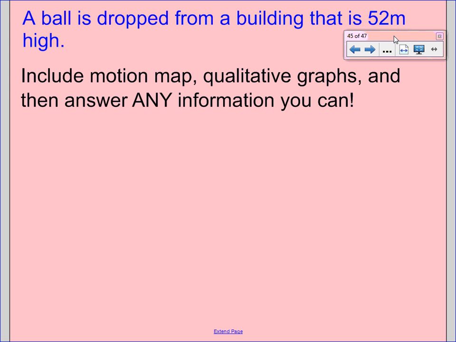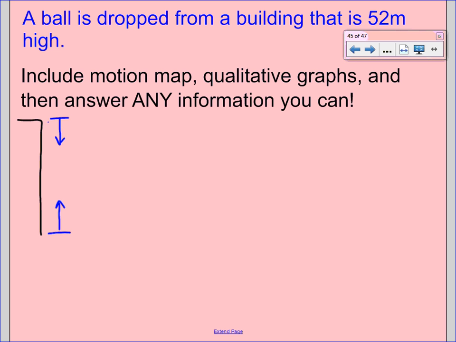Now the ball is being dropped from the building. You have the option, as the physicist, here's the building. You can make your origin at the very top or the very bottom. If you make the origin at the top of the building, then that means you can make down positive. If you make the bottom of the building the origin, that means you'd make up positive.